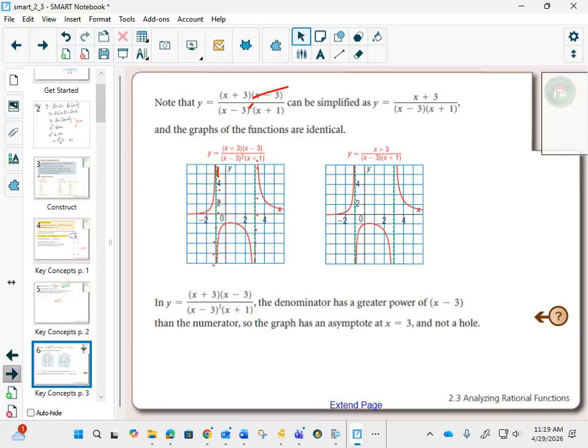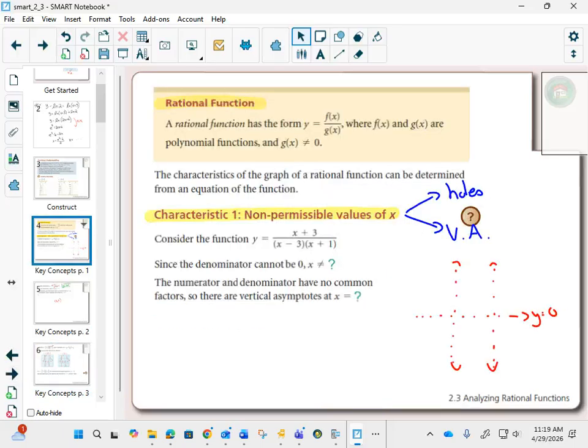So to summarize, you will have a hole if the non-permissible value simplifies and goes away. You will have a vertical asymptote if the non-permissible value doesn't simplify and go away.